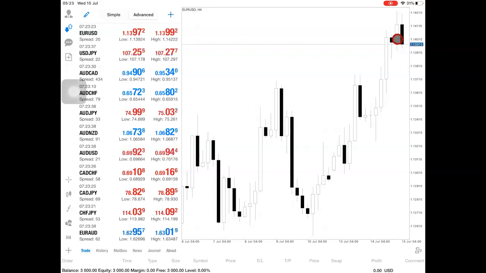So you can see the previous white one, it opened here, came low, went high, and then came back and closed lower than the highest point there. So that is how you interpret a single candlestick for a particular period. It could be 1 minute, it could be 4 hours.